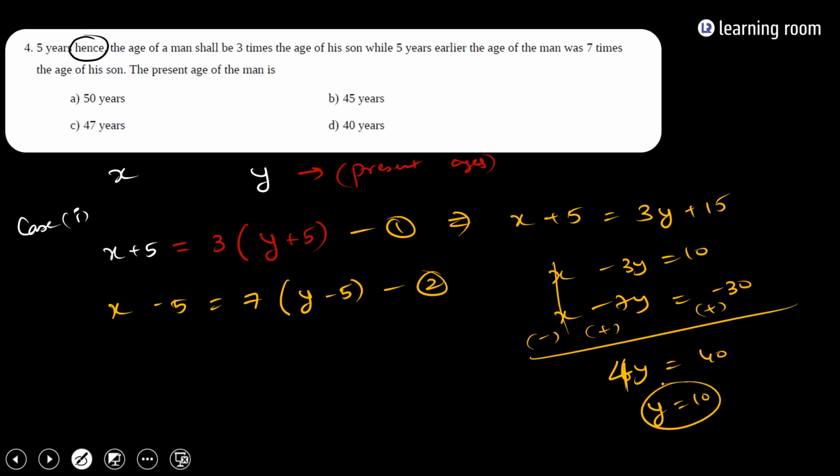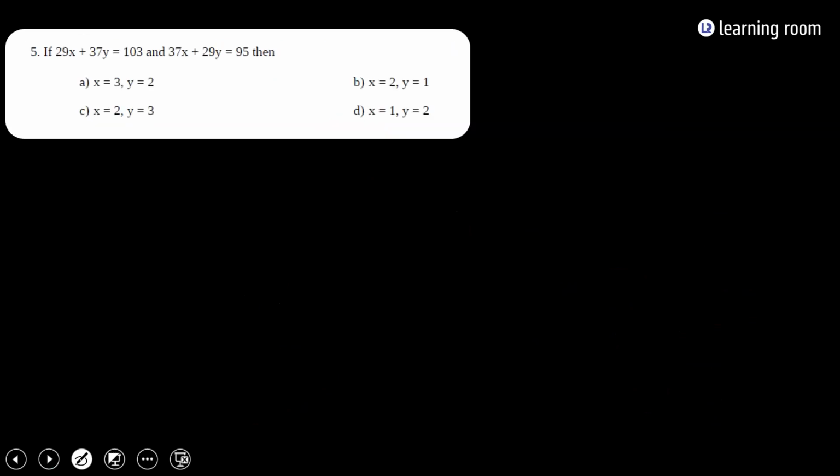Y is 10 means how much? X will be, I'll substitute in any one of them. X will be 40, correct. So 40 years. Simple. Fast. If you look at the coefficients, they are swapped. Sir, we need to add them both and then subtract them both. Yes.